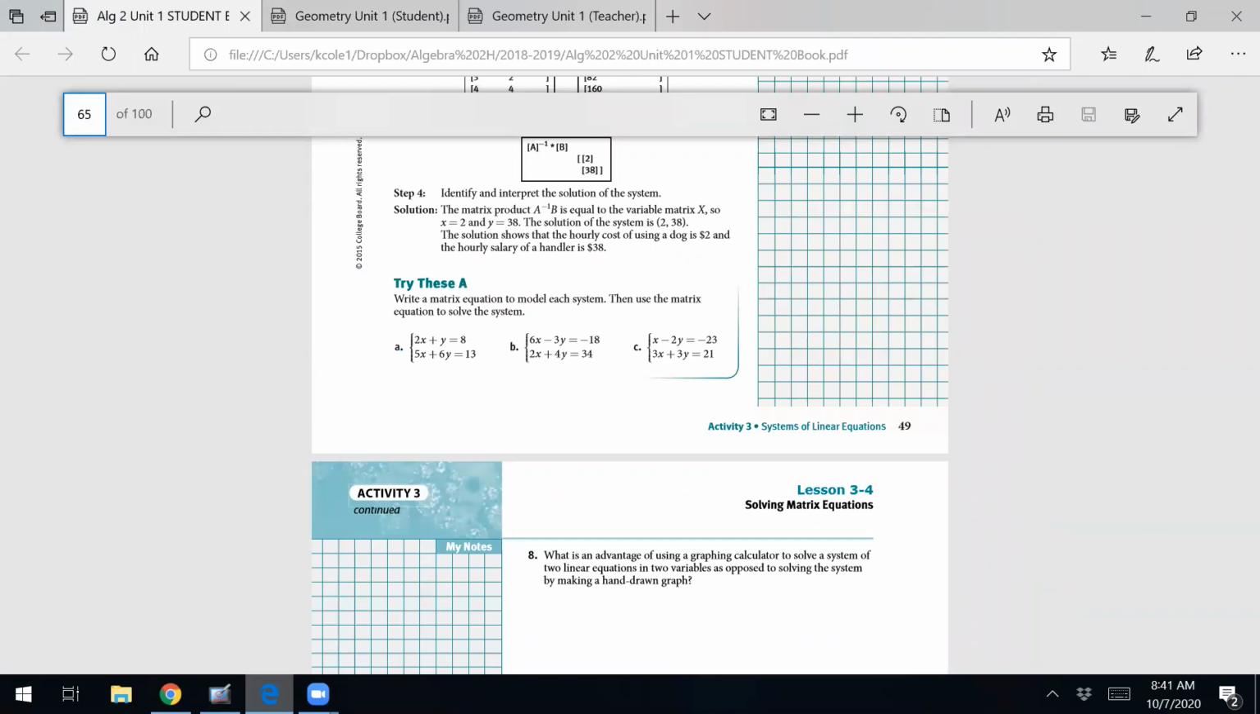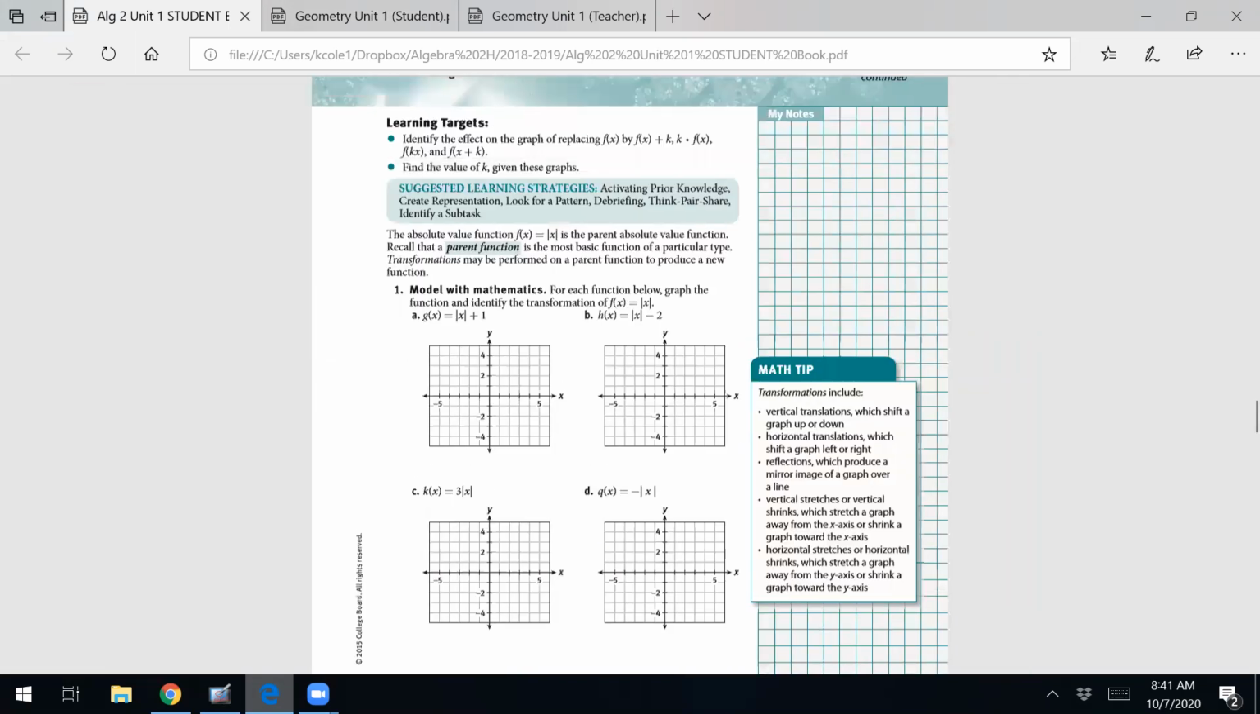All right, so our targets for today and what we are trying to accomplish is we want to identify the effects on the graph of replacing f of x with f of x plus k, k times f of x, f of k x, and f of x plus k. All that probably doesn't mean anything to you, but basically what it means is that we're going to be shifting this graph up or down, left or right. Okay, so that's what we're going to be working on.